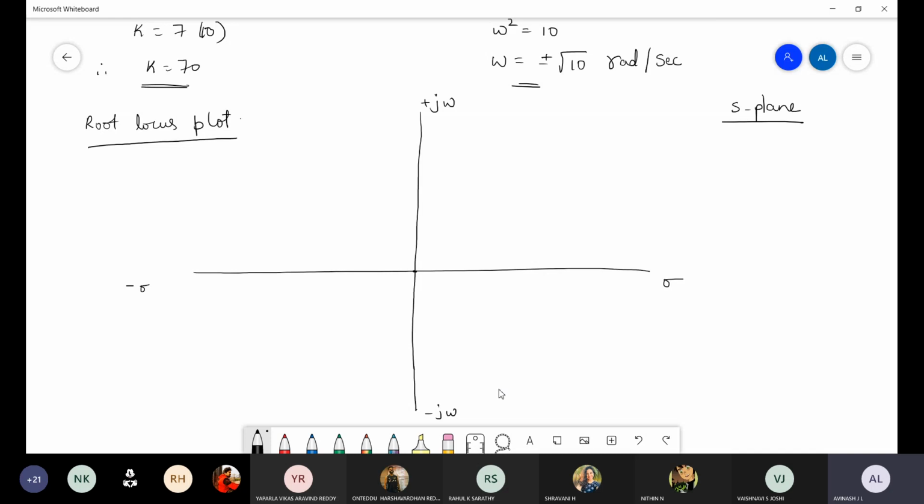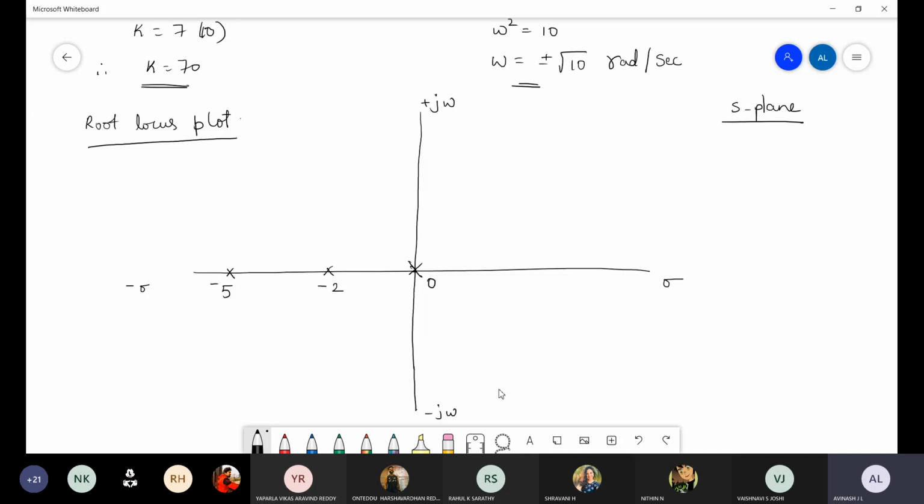Now I write this. What is the first step? First step is very simple. Plot the poles and zeros. For this particular numerical, one pole is at 0, one pole is at minus 2, and another pole is at minus 5. So this is the pole location. This is the first step.